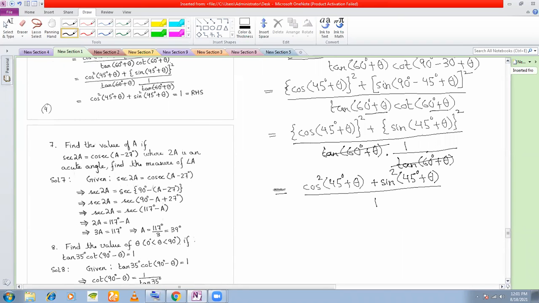Divided by 1. Now what is cos square 45 degree plus theta plus sine square 45 degree plus theta? You know cos square theta plus sine square theta is 1. Since these two angles are the same here, you can consider this entire angle to be theta and this entire angle here to be theta. So cos square theta plus sine square theta will become 1, which is equal to RHS, proved. Okay, any question here?